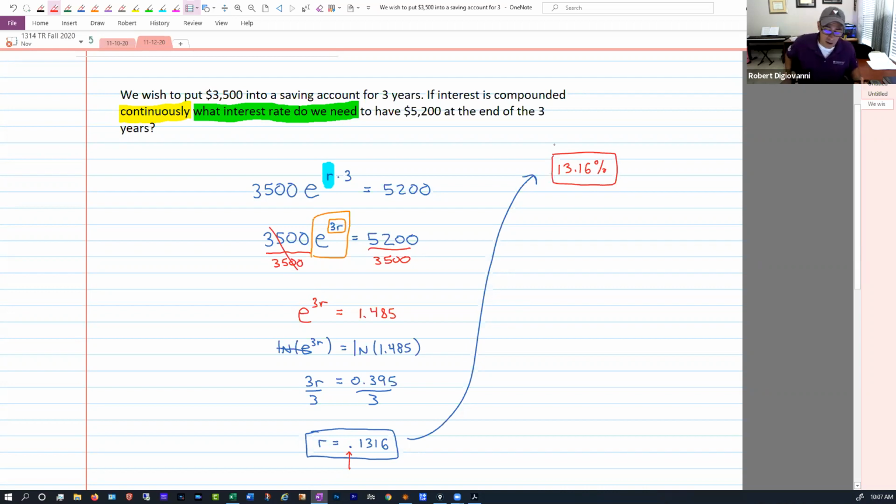So I can already tell you right now, you're not going to find this bank account. There is no bank that exists on this planet that's going to give you 13% for your money. Nowhere, ever. In fact, even if you were to invest in something very risky, like some very risky stocks in the stock market, you'd be lucky to get 13.16%. So there's just no way that's happening. If you have the expectation of turning $3,500 into $5,200 in 3 years, it ain't happening. Not in just a simple interest account. But now we know that that's not possible. Does this make sense?